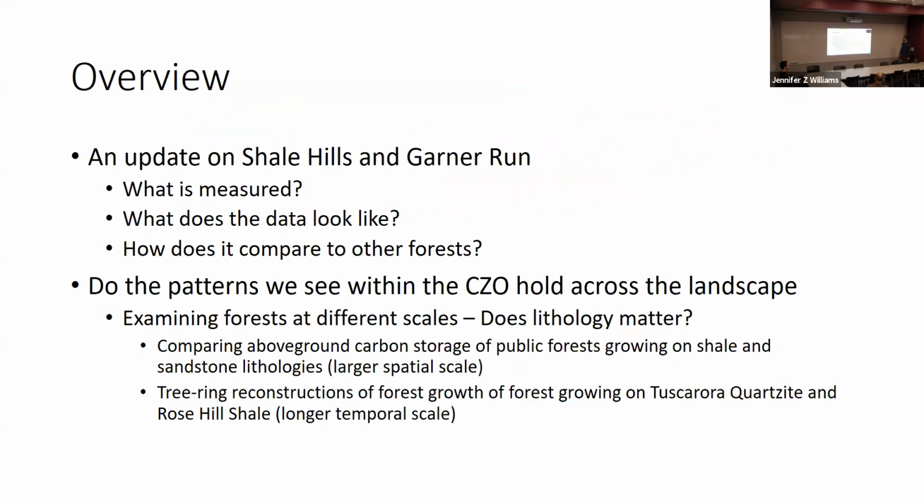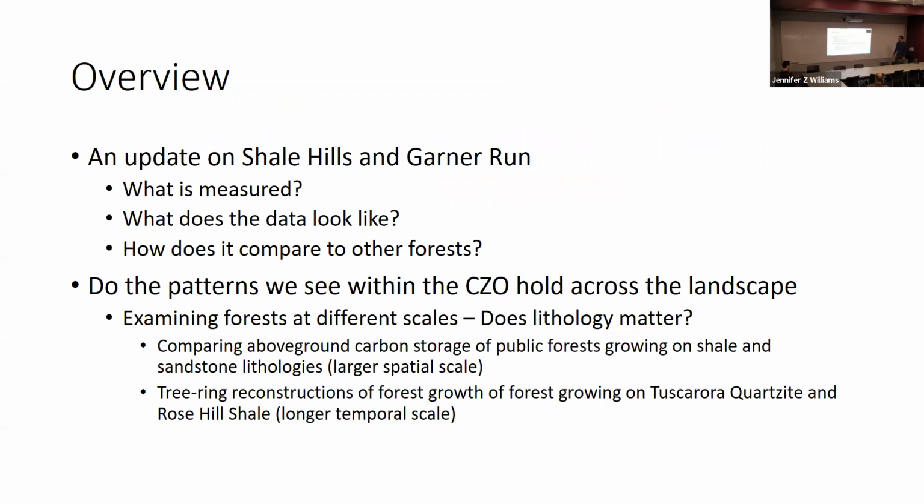As a brief overview within this group, I really wanted to talk about what forest measurements we are making out at Shale Hills, give an opportunity to share what some of those data look like. And then with this audience, I wanted to talk about how it compares to other forests that are growing on shale and sandstone ecology.